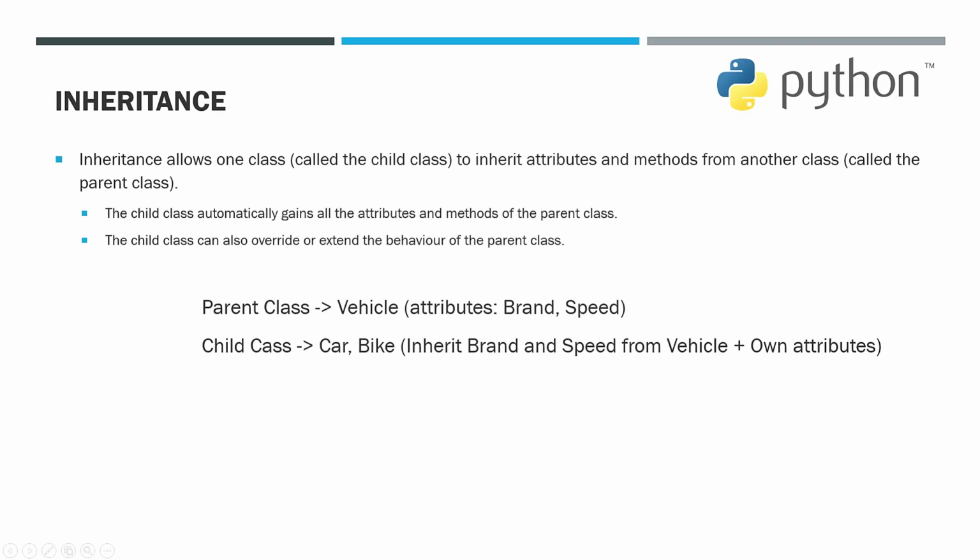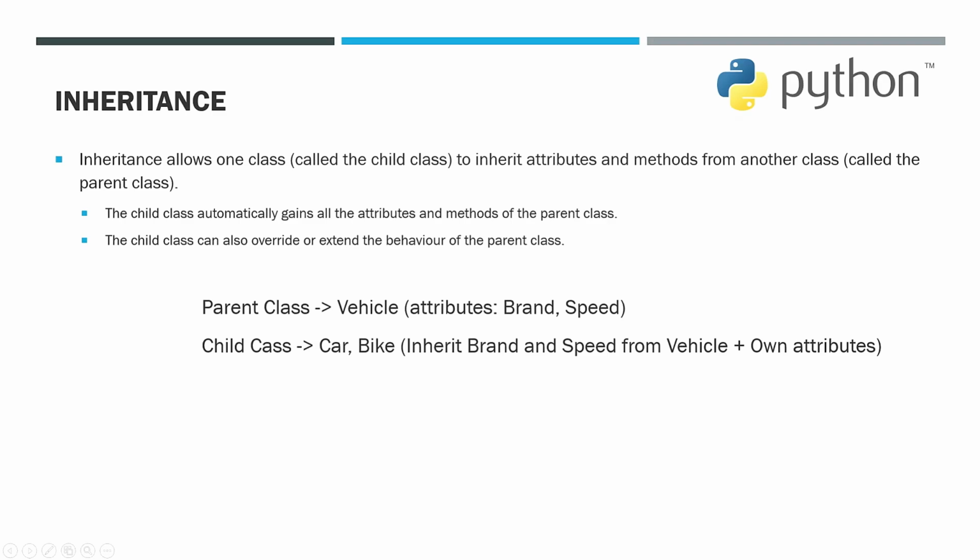Inheritance allows one class, called the child class, to inherit attributes and methods from another class, called the parent class. The child class automatically gains all the attributes and methods of the parent class. The child class can also override or extend the behavior of the parent class.